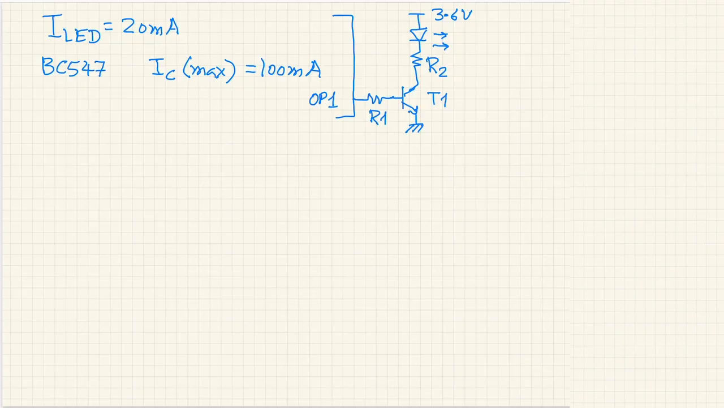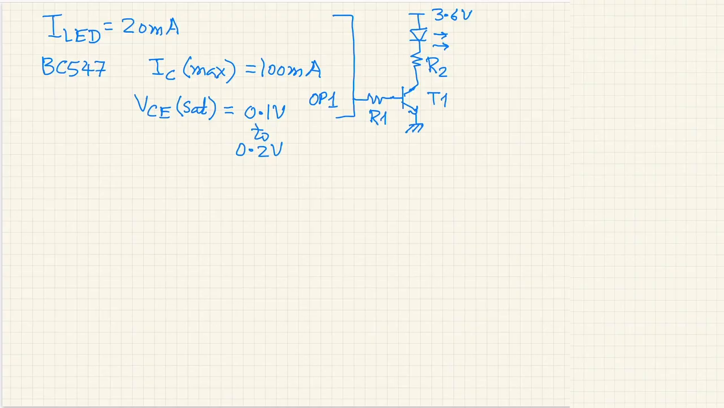Apart from the maximum collector current that the transistor offers, we also have to look at the data sheet of the transistor to find out the saturation voltage, the collector emitter saturation voltage, VCE sat, because that is going to come in this loop in the calculations for calculating the value of R2 and subsequently for the calculation of the value of R1. For BC547, the saturation voltage is typically in the range of 0.1 volts to 0.2 volts.